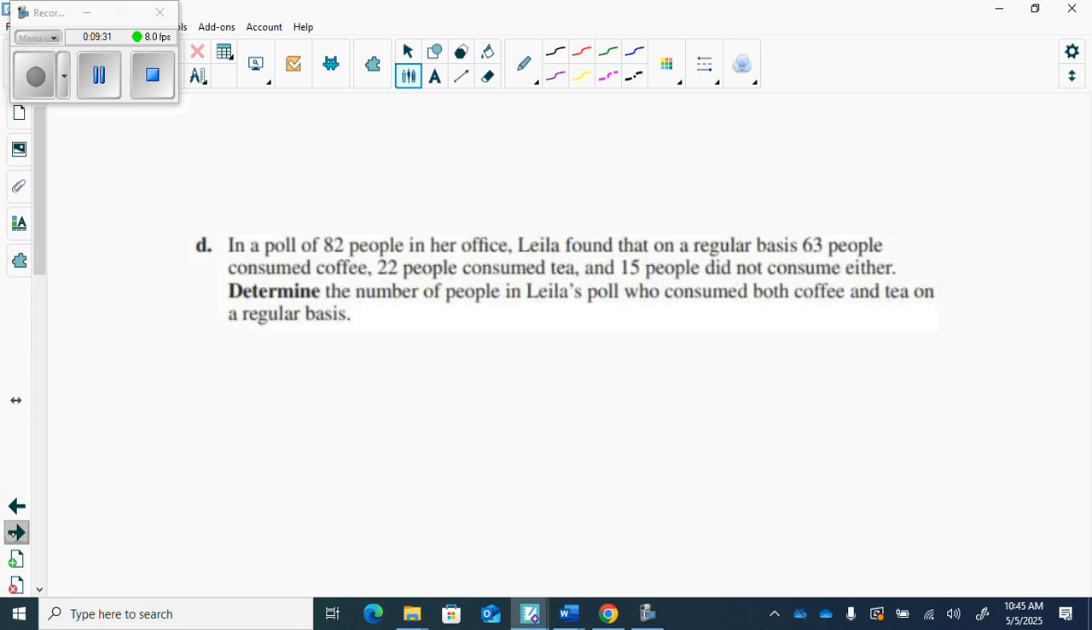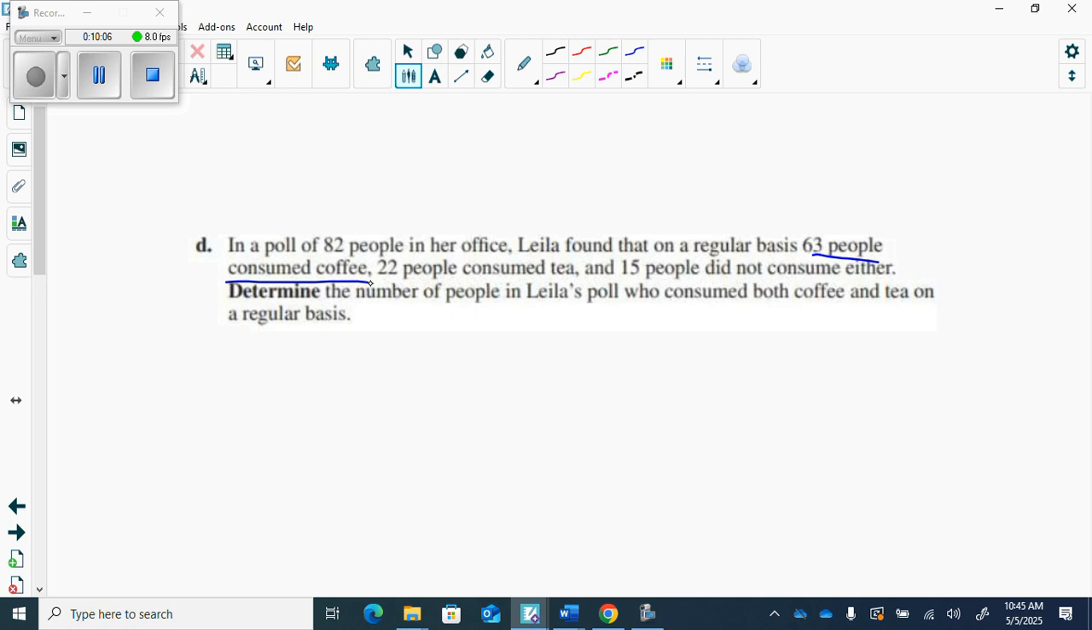In a poll of 82 people, Layla found that on a regular basis, 63 people consumed coffee. Now, guys, paying attention to me right now. The written response on the diploma has to include at least 2 different units. So if you have not moved from one unit to another, be suspicious that you should be, right? So we stayed in logs and exponentials, stayed in logs and exponentials, stayed in logs and exponentials. D can't be a logs and exponentials question. It's going to have to be for another unit. That's how the written response works.